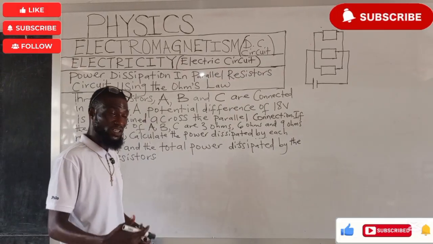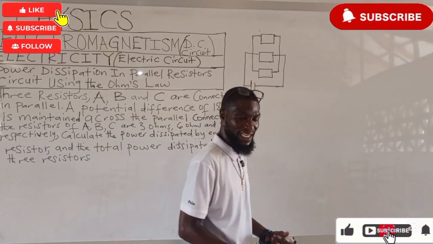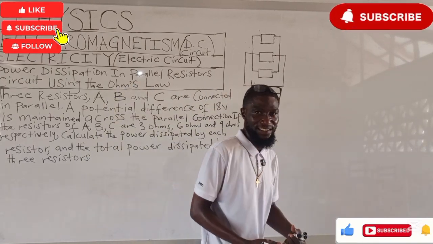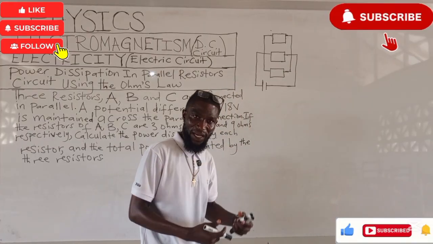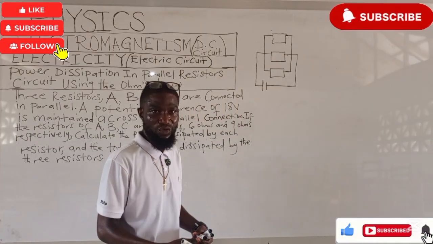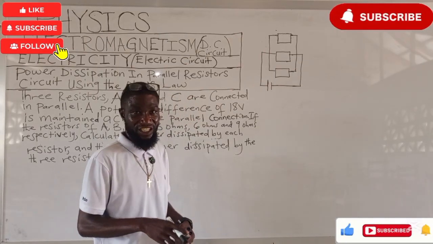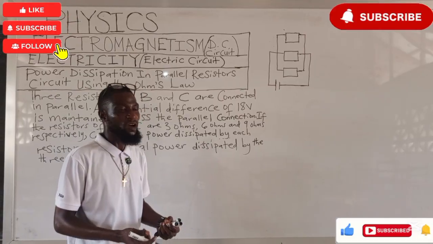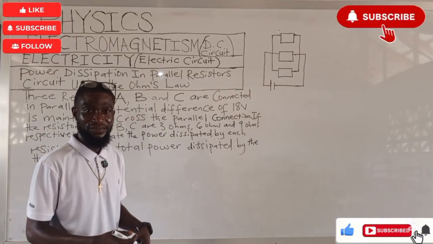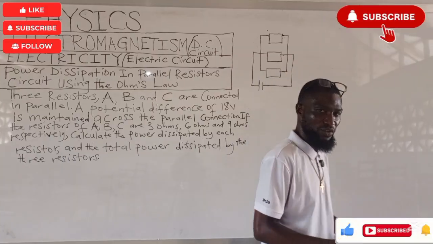problem. On this note, ladies and gentlemen, I was told that electromagnetism is a branch of physics that deals with the relationship between electricity and magnetism. And I was also told that electricity is the flow of electric charges, usually electrons, through a material like a wire.